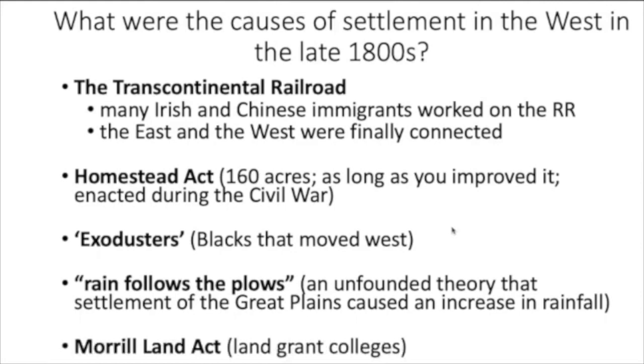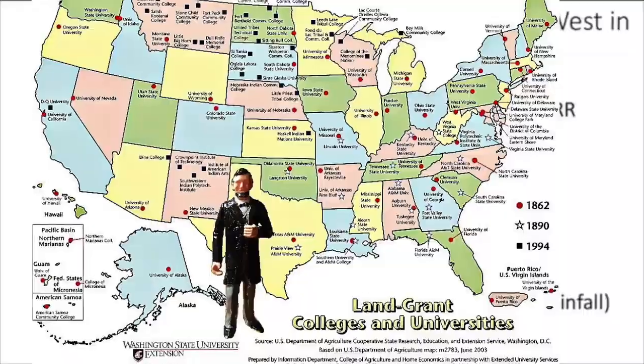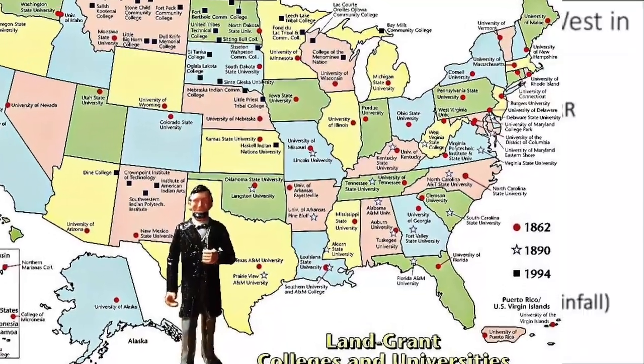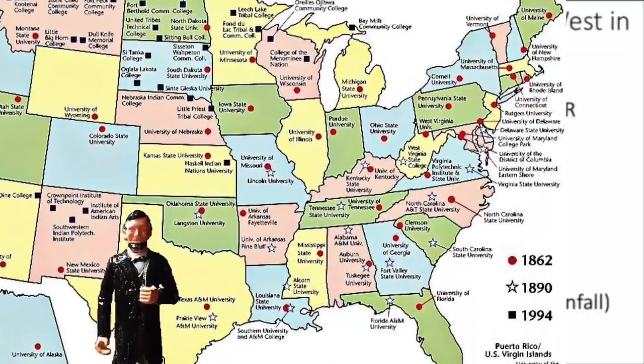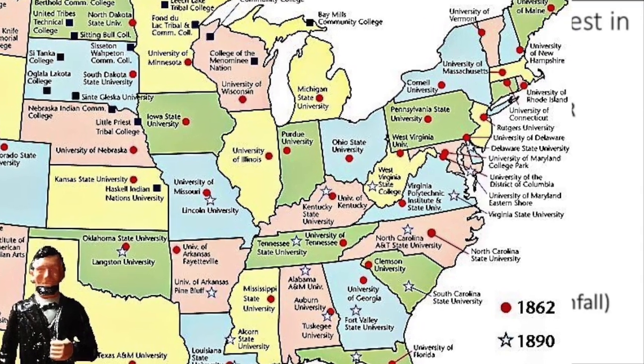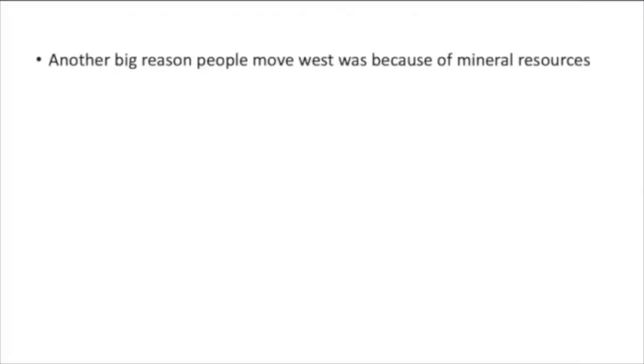The Morrill Land Grant Act of 1862 set aside federal lands to create colleges to, quote, benefit the agricultural and mechanical arts. Many of the colleges today in the United States are a result of the Morrill Land Grant College Act. A great example of this would be Penn State and the University of Delaware.